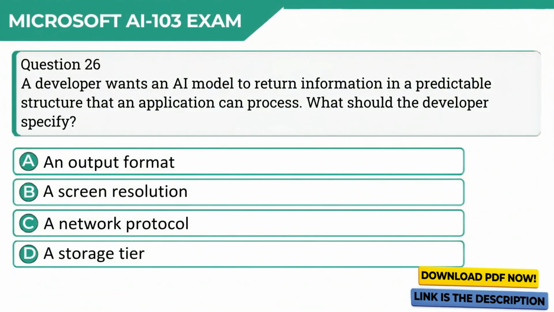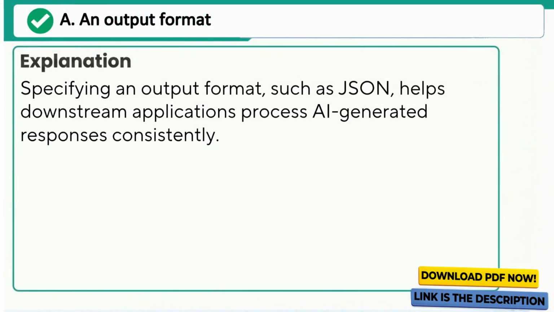Question 26. A developer wants an AI model to return information in a predictable structure that an application can process. What should the developer specify? A. An output format. B. A screen resolution. C. A network protocol. D. A storage tier. Correct answer A. An output format. Explanation: Specifying an output format such as JSON helps downstream applications process AI-generated responses consistently.